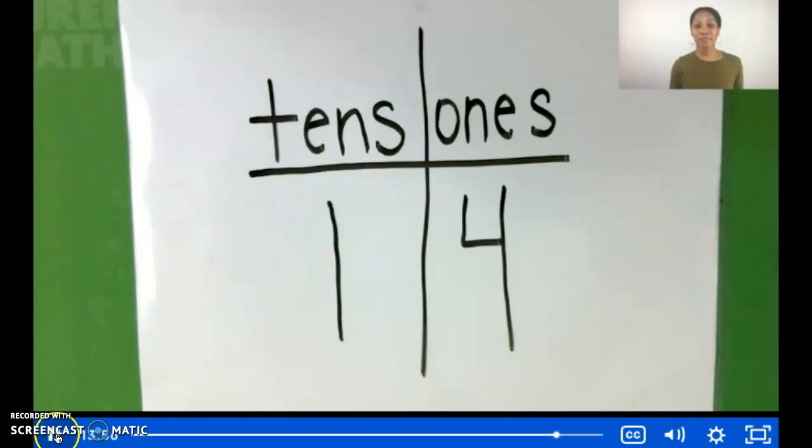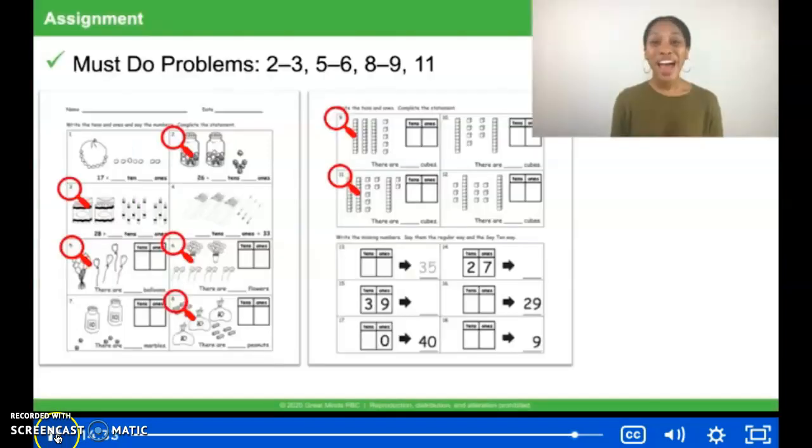Well, it's okay if it didn't. Remember, we're practicing, and practicing helps us get better. You can always use this time now to go ahead and correct your work. So 1 ten and 4 ones is equal to what number? That's right, 14. Say 14 in the Say Ten way. Yes, 1 ten 4.